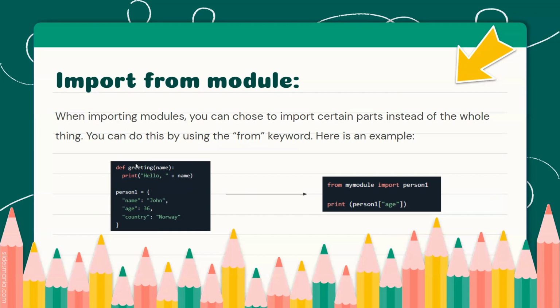We can just exclude this, but we really need person1. So import person1. Now it's only going to take this dictionary. It's not going to take this function. So print person1["age"]. This is the same code from before, and using the from keyword, we can get a specific part of the code. So that is import from module.